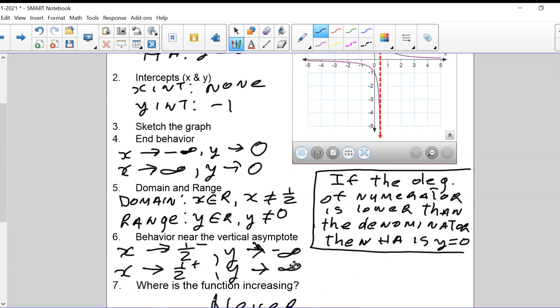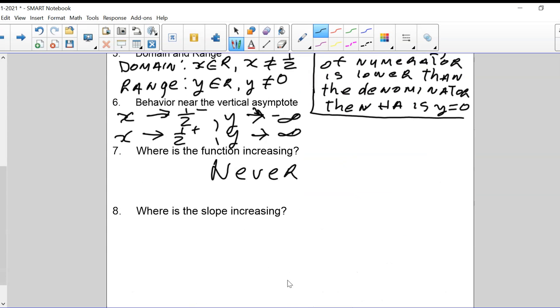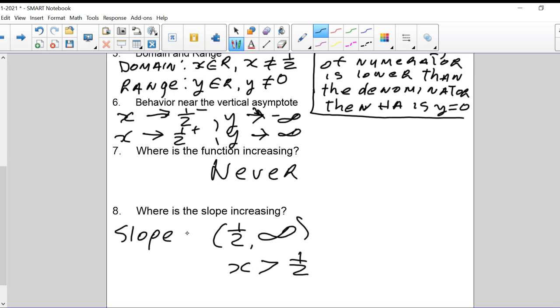Well done, Noah. So anywhere from a half up to infinity. Another way to say it is that when x is greater than, not equal to, a half, slope is increasing, and I use that up arrow to represent where it's increasing. Okay, from minus infinity to a half. No, not this time, Jeremiah.